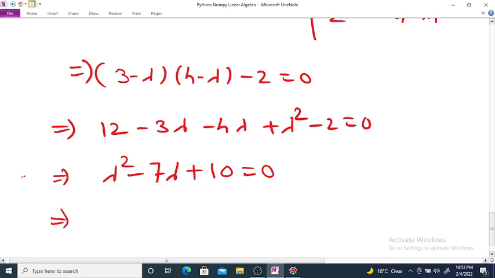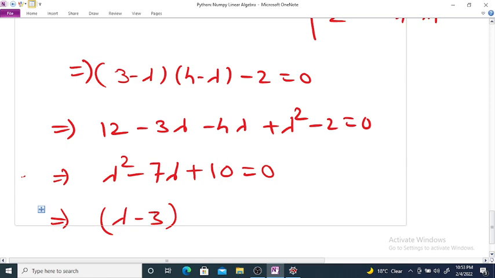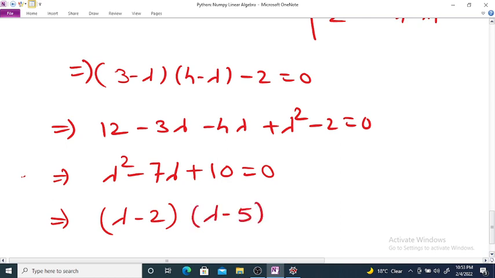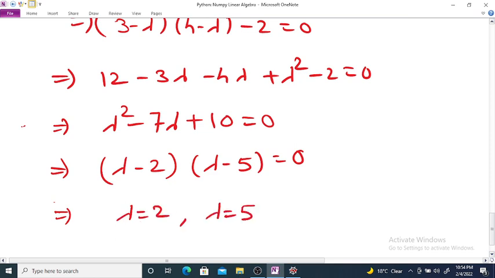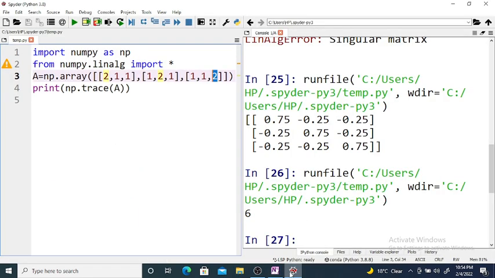I want to determine two numbers such that the product is 10 and the addition is minus 7. So such numbers are minus 2 and minus 5, so (lambda minus 2)(lambda minus 5) is equal to 0. The product of minus 5 and minus 2 is 10, and their sum is minus 7. So lambda is equal to 2, lambda is equal to 5. So the eigenvalues here are 2 and 5.